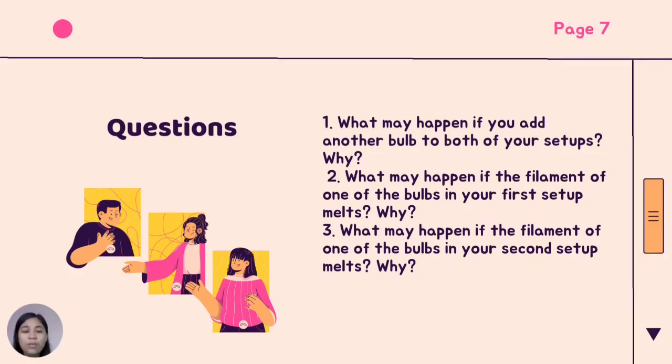What may happen if you add another bulb to both of your setups, and why? What may happen if the filament of one of the bulbs in your first setup melts, and why? What may happen if the filament of one of the bulbs in your second setup melts? Why?